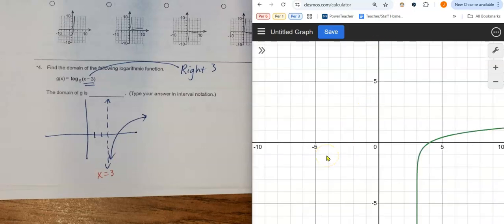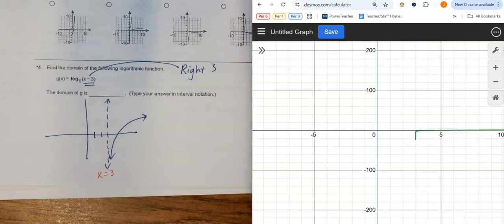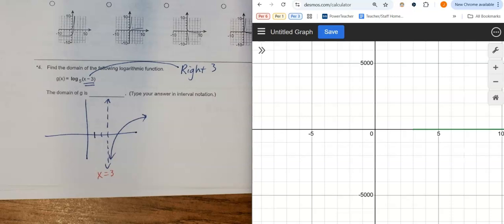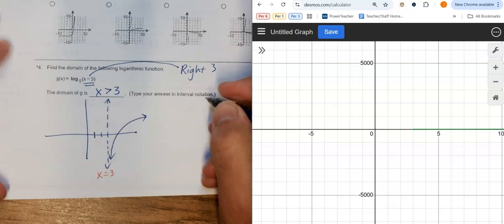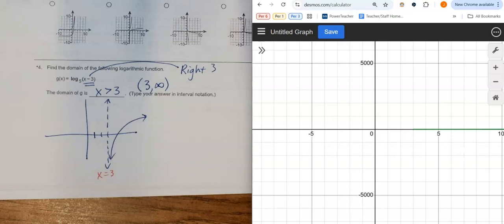Okay, so there's my picture. If I smash it all onto the x-axis, how much of the x-axis is covered by some green dot? 3 and above. Okay, so I would accept x is greater than 3. I would also accept parenthesis 3 to infinity. Either one of those choices would be exactly what we need. You're exactly right, 3 and above.